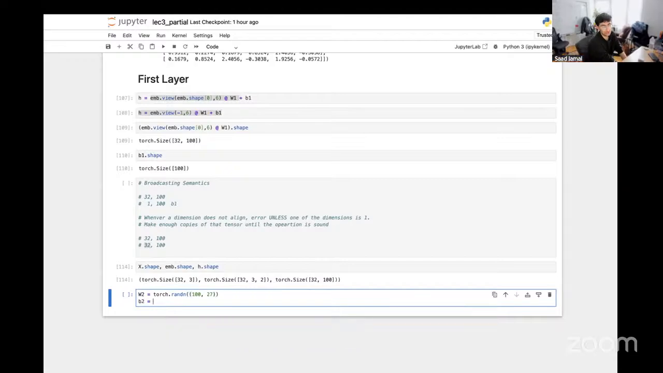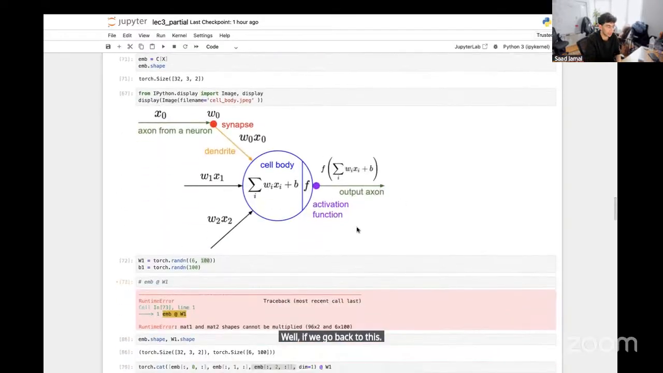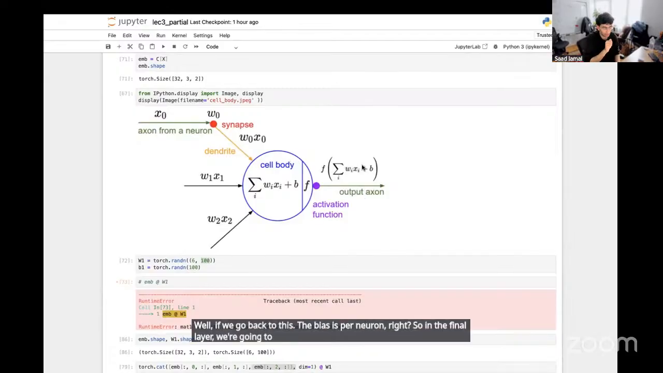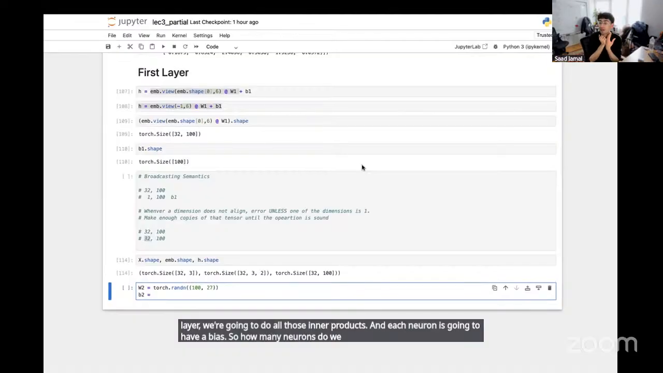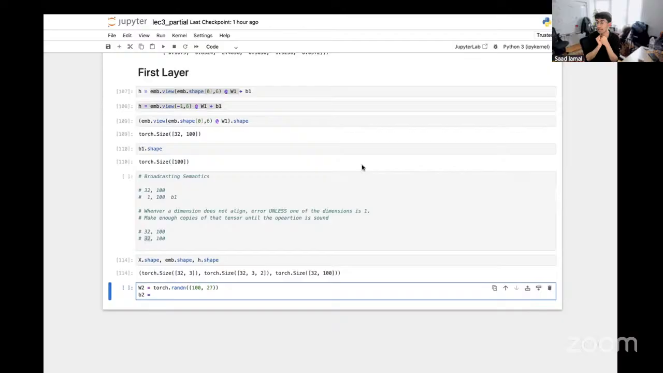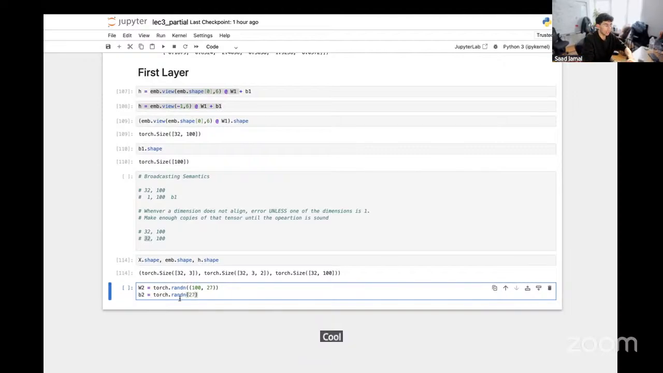How many biases do we need in a neural network? Well, if we go back to this, the bias is per neuron, right? So in the final layer, we're going to do all those inner products, and each neuron is going to have a bias. So how many neurons do we end up with at the very end? What are we doing at the end? We're trying to predict. Yeah, 27. 27, there you go. All right. Cool. All right, keep going.